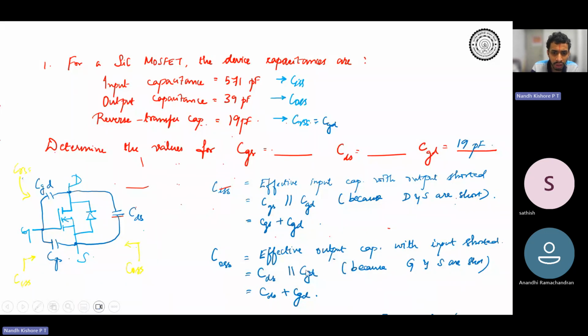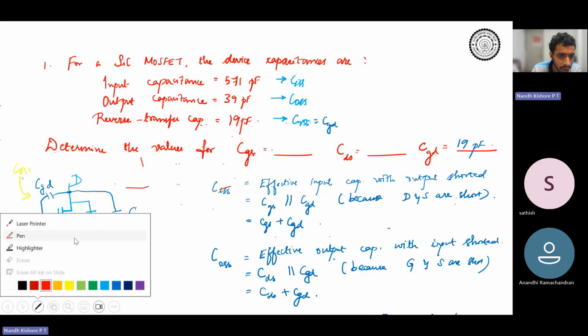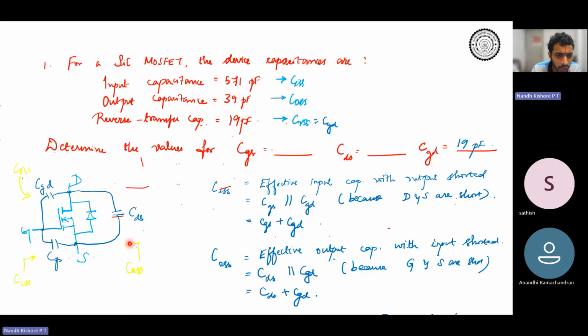And then COSS is the effective output capacitance with the input side shorted. So you short the gate and source, correct? That means your effective capacitance looking from this side, looking from the output, is going to be, let me turn on the pointer, yeah, COSS is going to be basically CDS in parallel with CGD, right? Because drain and source are effectively at the same point right now, and input is shorted. I mean, gate and source are at the same point right now, so your input side is shorted. So COSS is basically CGD and CDS in parallel.